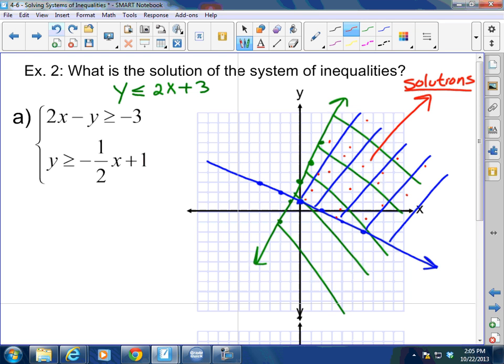Fantastic question. My boy asked, since these are both solid lines, even the points on the line will be solutions? Yes. Will they be solutions if it was a dashed line, though? No. Great question, son. Thank you. Does that make sense? All right, let's keep going.